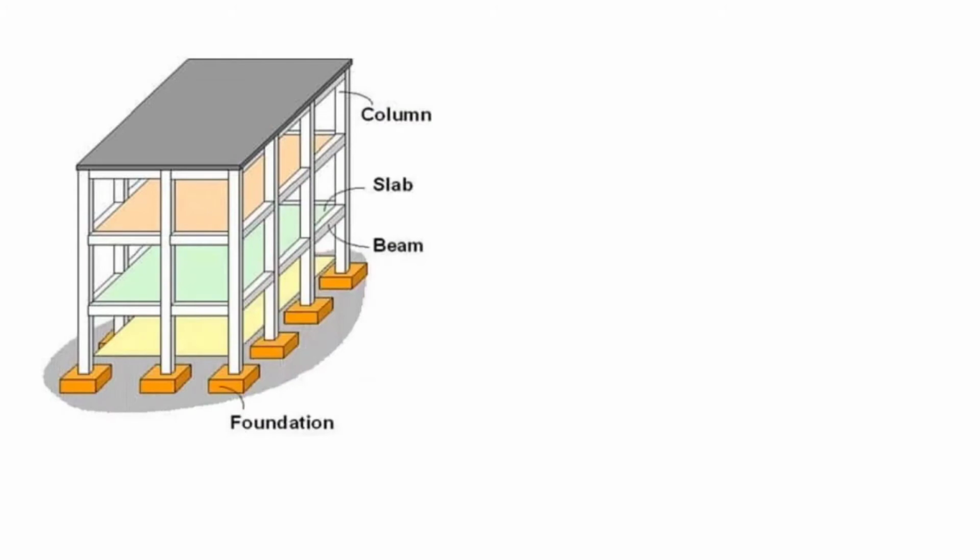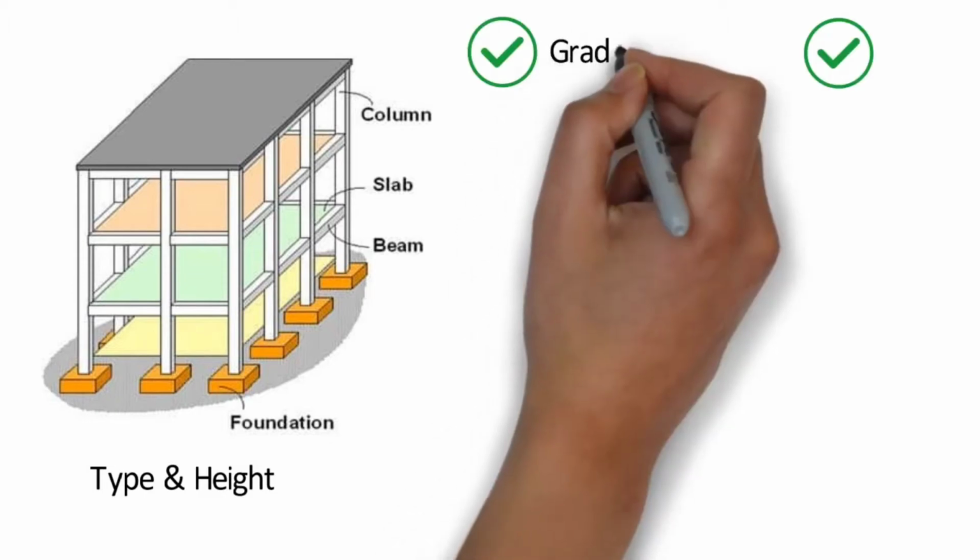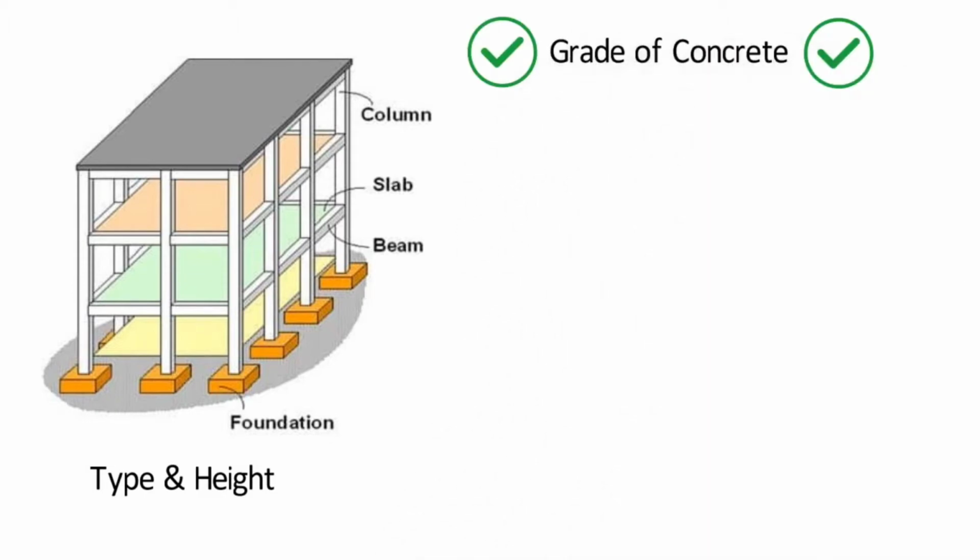In building, various structural elements are there like footing, columns, beams, slabs, etc. Depending on type and height of building, the strength of concrete required for constructing these elements changes. So it is necessary to choose the correct grade of concrete for constructing a structure.